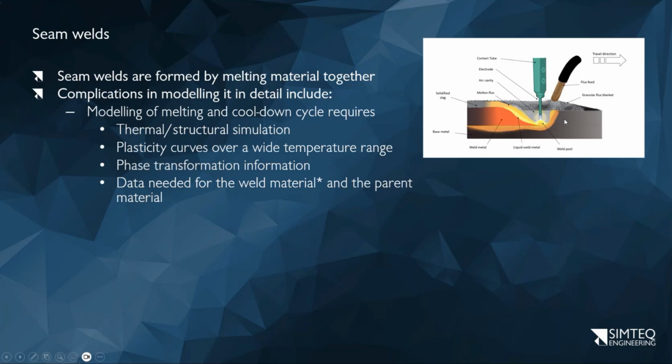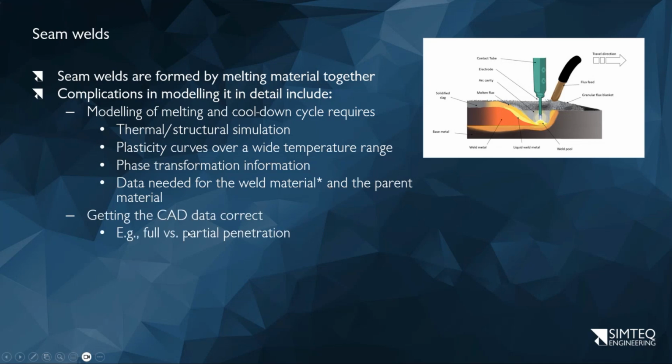We need plasticity curves over an insane range, anything from room temperature up to almost the melting point of the material. So that would mean it's a lot of tests that you need to do before you can get that information out. There's phase transformations taking place. We need data for the weld material and the parent material, which are often not the same. I make note there of the weld material. Some of the weld processes do not have a weld material. So it simply melts the parent material, two parts together directly.